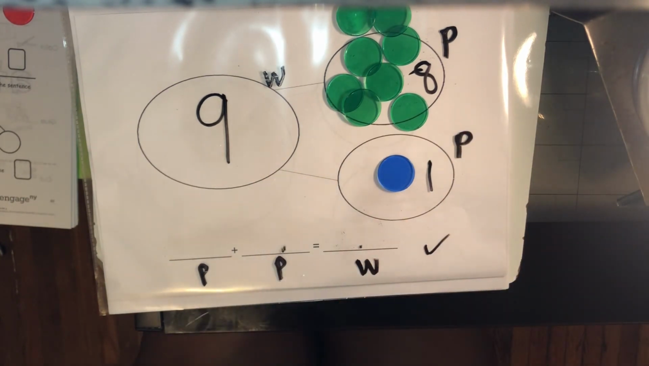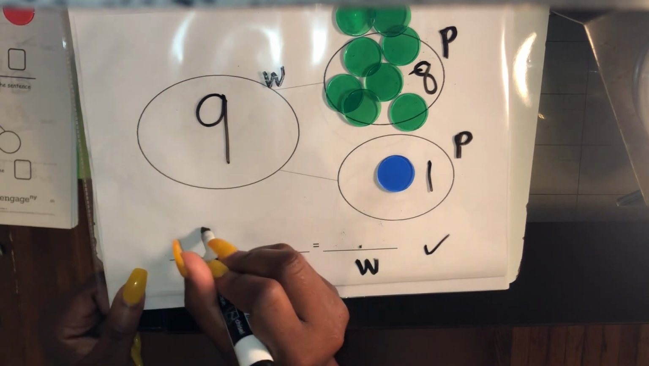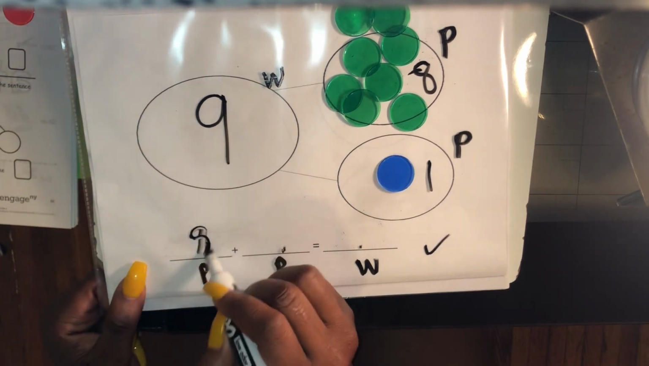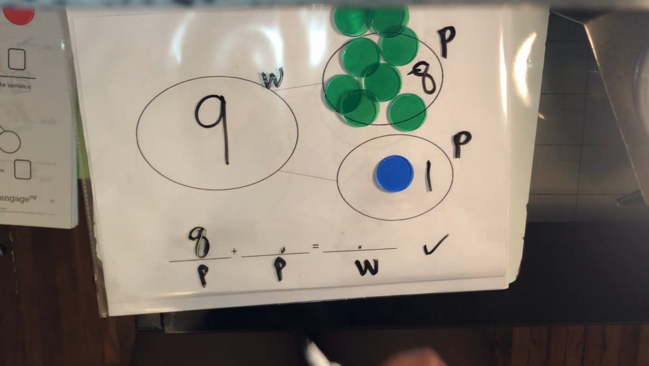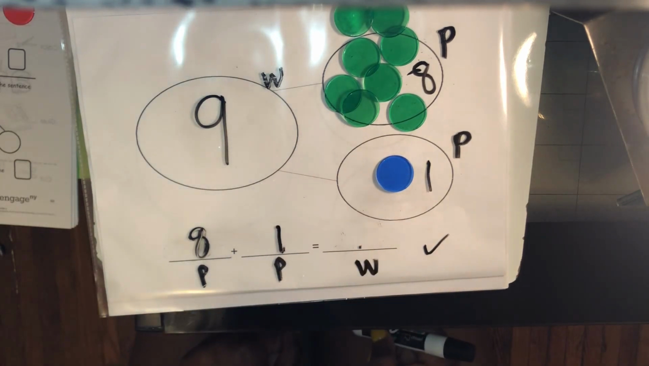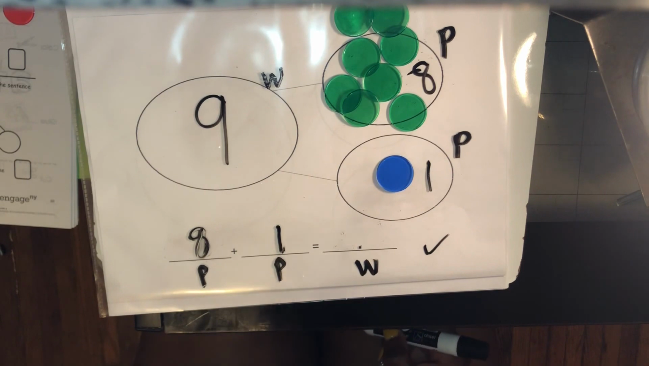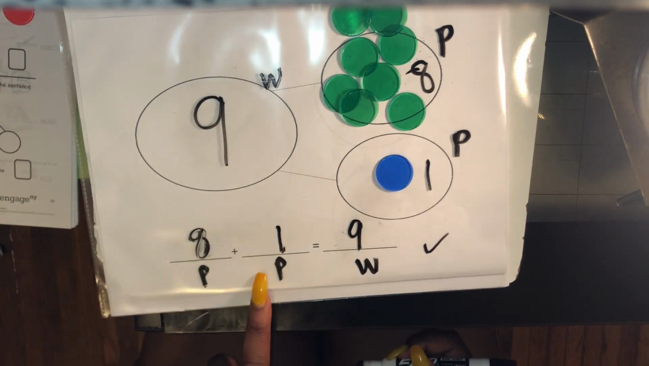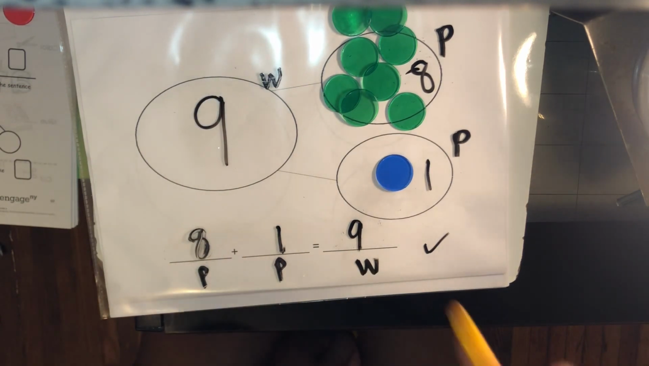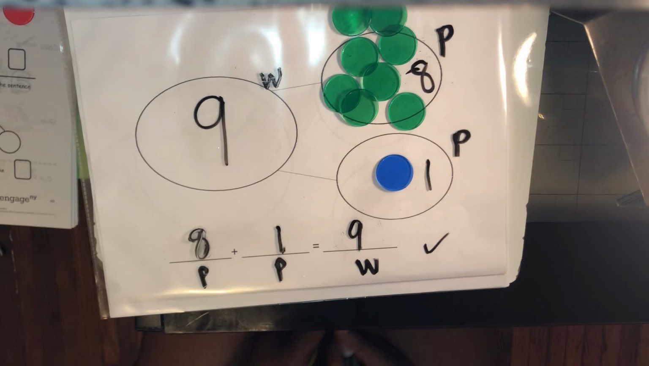Now let's fill in my equation. Did you say put 8 right here? Because 8 is in my part. How about right here? Did you say 1? Because 1 is in my part. And what did you say for the whole? Yep, 9 in the whole. Because 8 plus 1 equals 9. And we could check that using my counters or using my fingers.